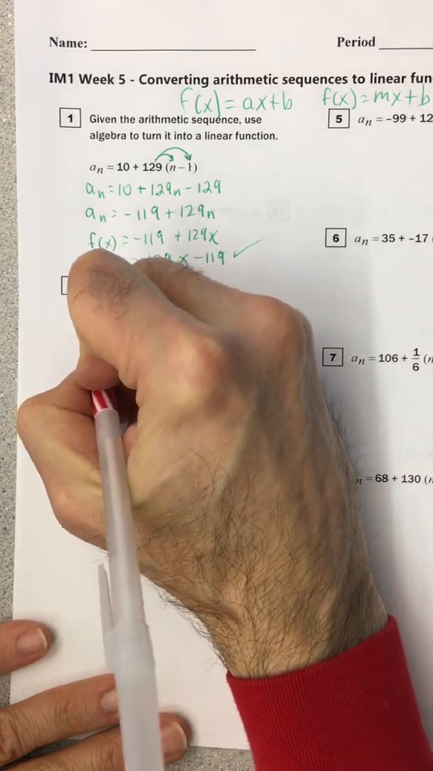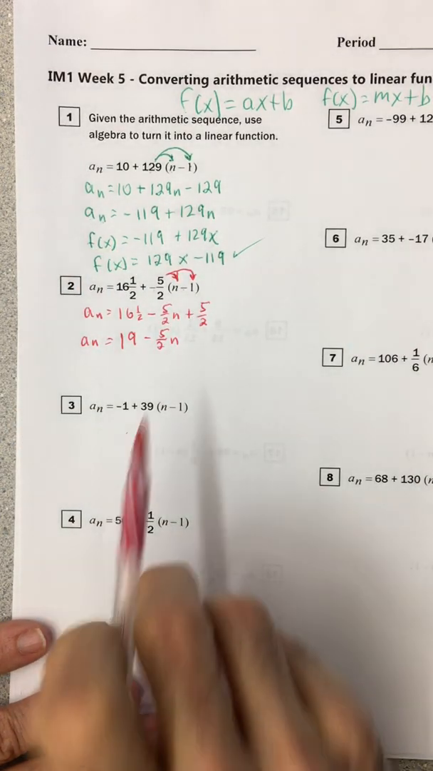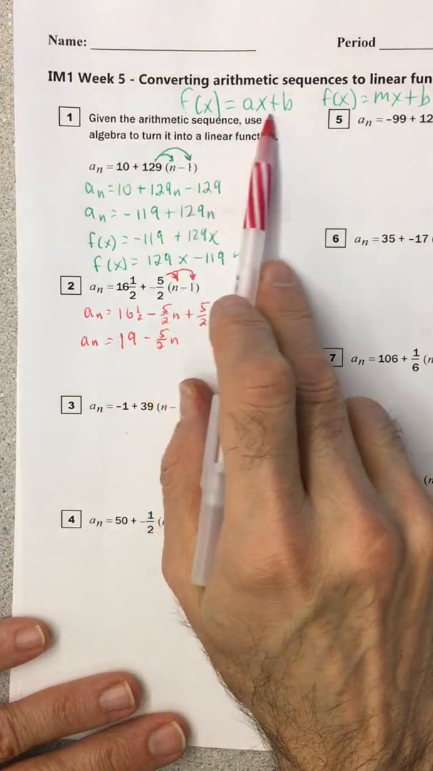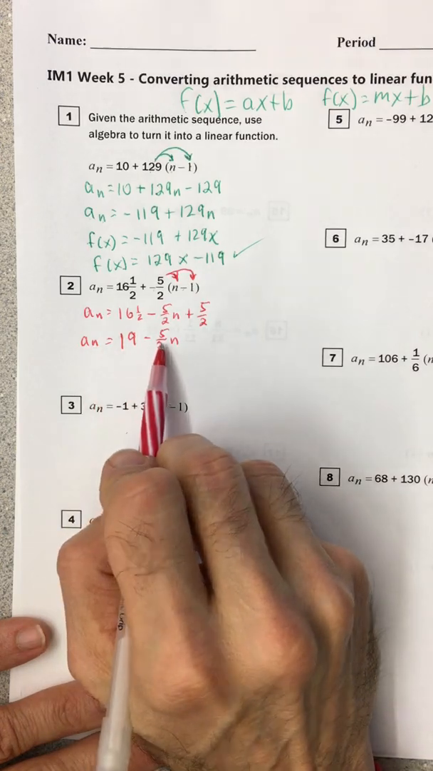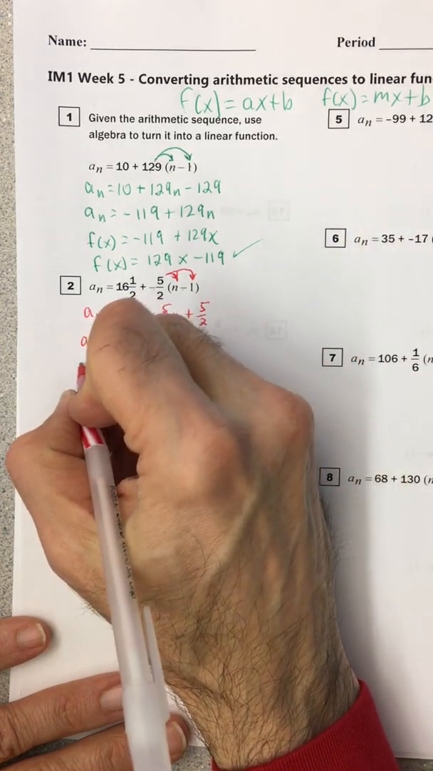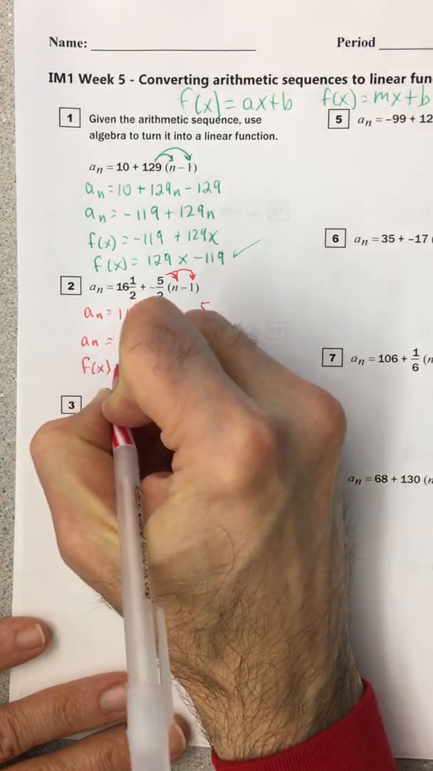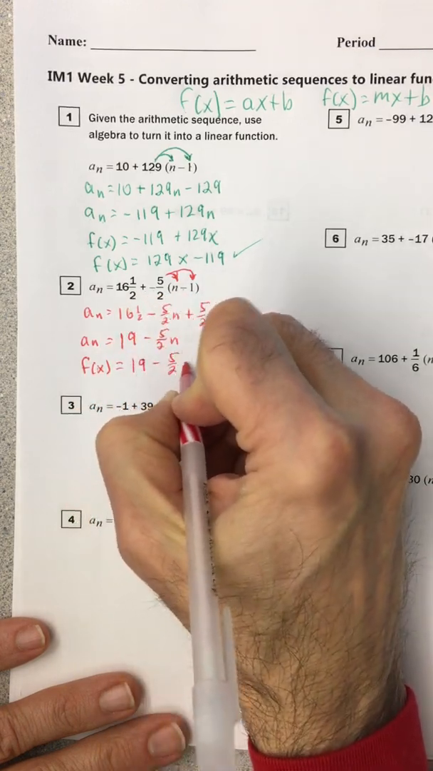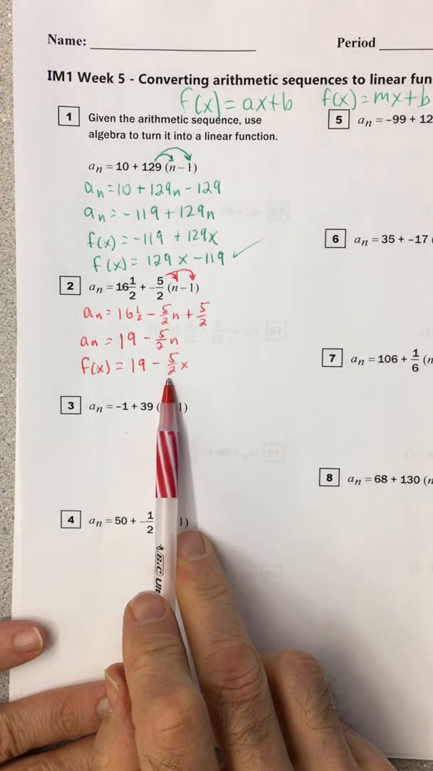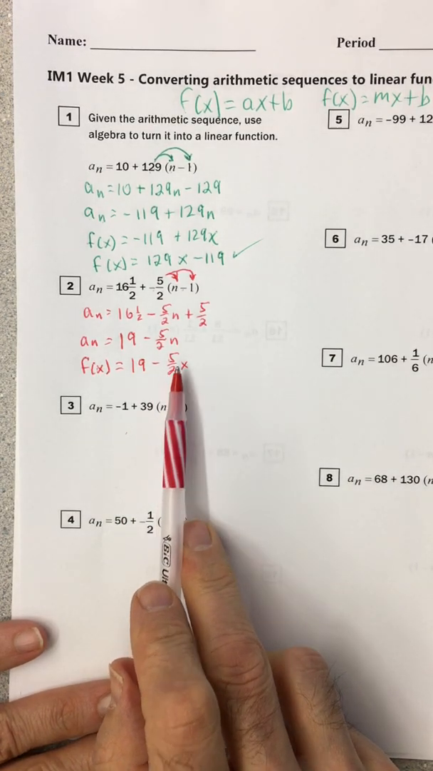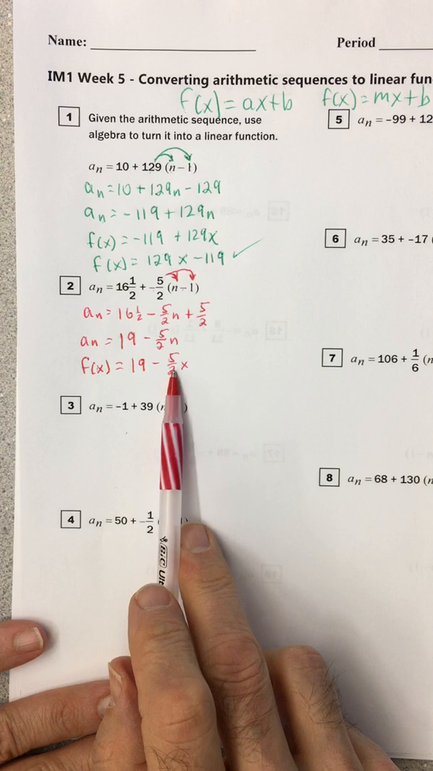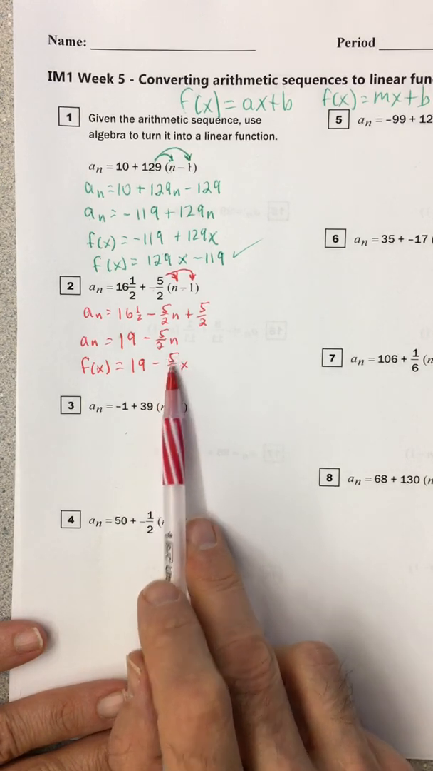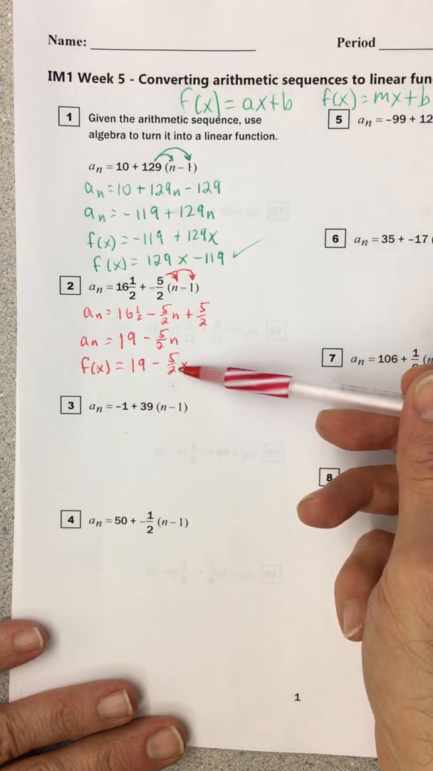equals an. Okay, this is simplified form. I can now turn it into ax plus b, or mx plus b. f of x equals 19 minus 5 halves x. I mean, you could take this 5 halves and turn it into a mixed number, but because this number is going to become a slope or a rate of change later, it's easier to leave it as an improper fraction. Big number over small number is fine.